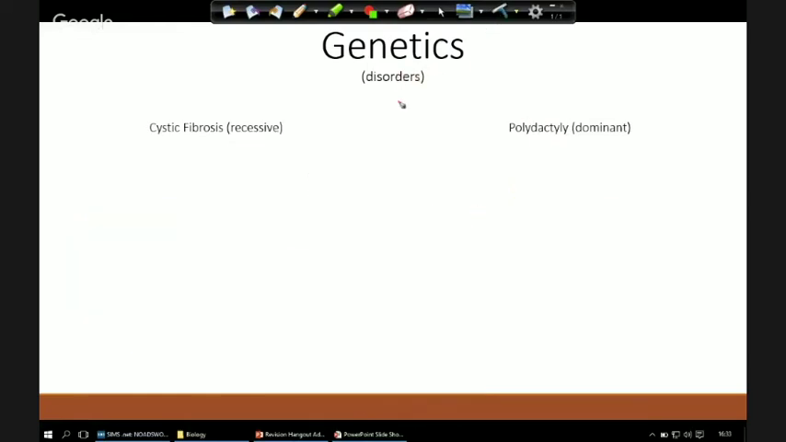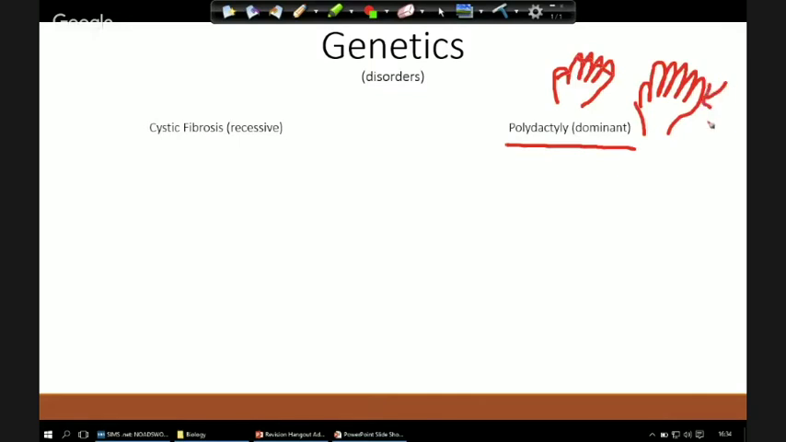Now let's take a look at a second disorder. Let's take a look at something like polydactyly. This is extra digits. So there's someone with 5 fingers. Polydactyly is someone with an extra one. It's on the dominant. So anyone who doesn't have polydactyly will never have the dominant allele. You won't ever carry polydactyly. You'll either be someone that doesn't have the disorder or someone that does.